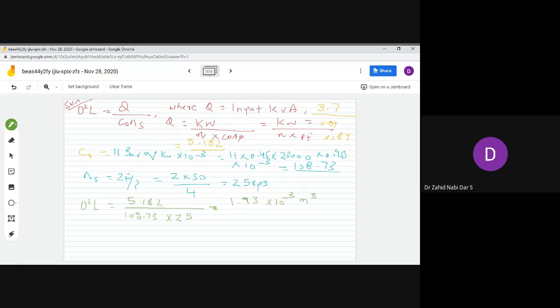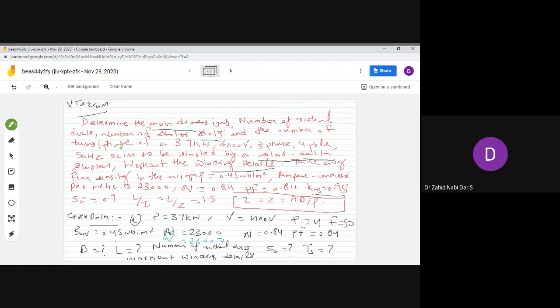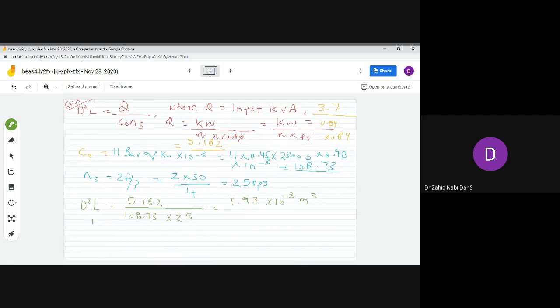Now again, what other values do you have? See, till yesterday, at least main dimensions everybody should be able to do, because yesterday we did a similar problem. Similar problem, but here there are certain other factors they are asking, besides main dimensions. Now L by Z ratio is also given.